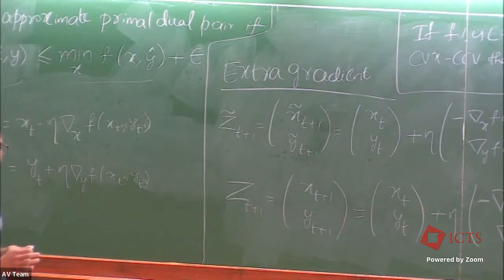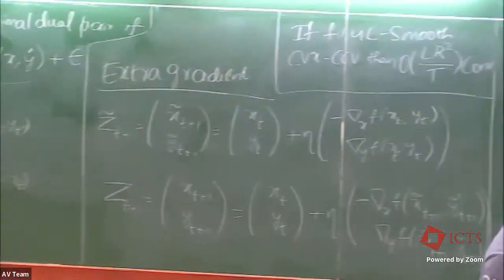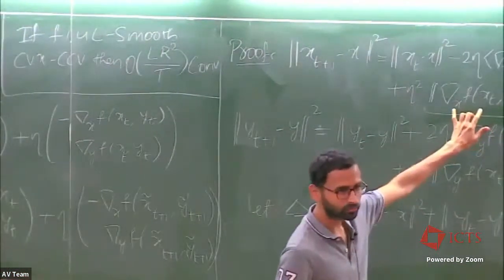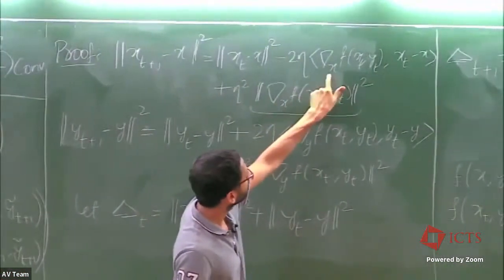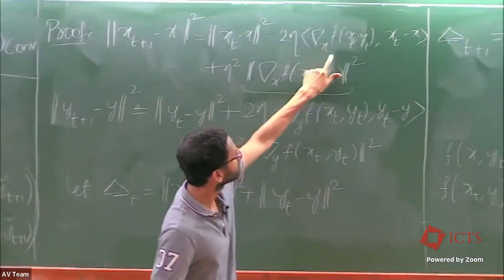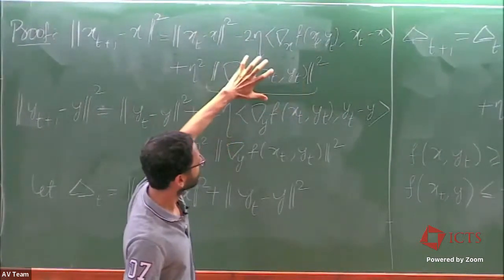And why is that one better than actually taking the gradient at the point before? What happens is that you get these additional terms which you are paying for, these g square kind of terms. If this was not the gradient at xt, yt, but rather the gradient at xt plus 1, yt plus 1, you would not have this term.